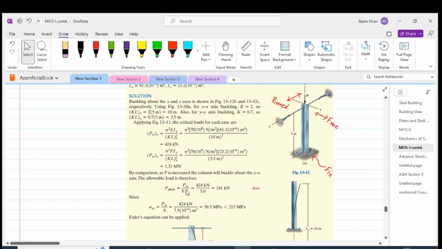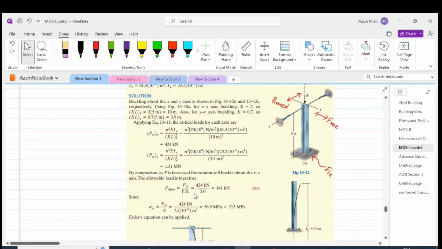Now this load can be either divided by a factor of safety to make it an allowable load, or we can convert it into critical stress and divide that by a factor of safety in order to make that an allowable stress. So allowable means that the structure should not go beyond that load, or the applied load should not go beyond that particular limit.